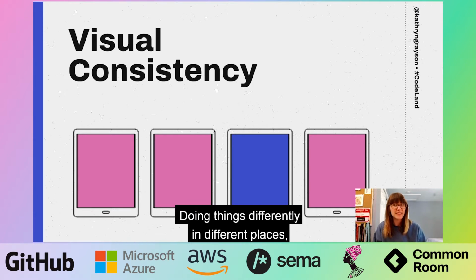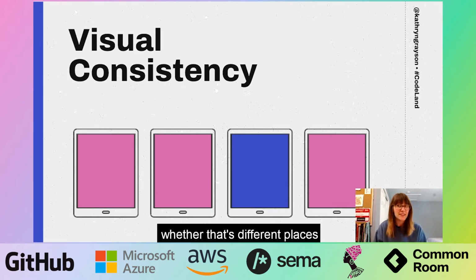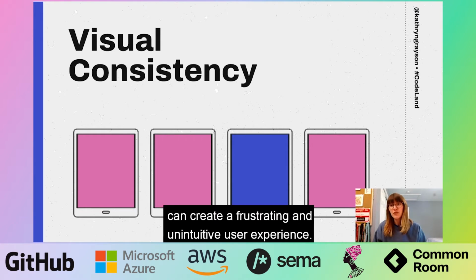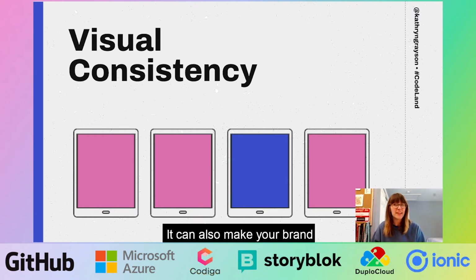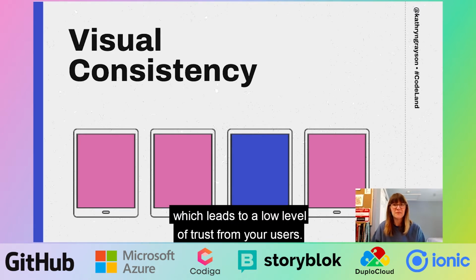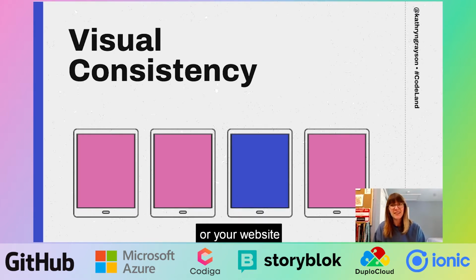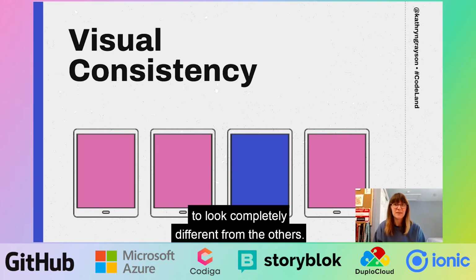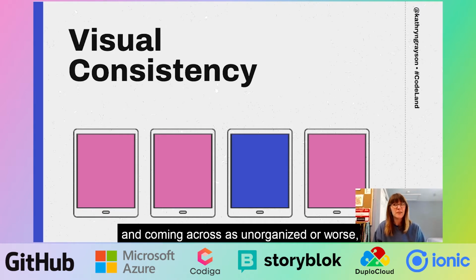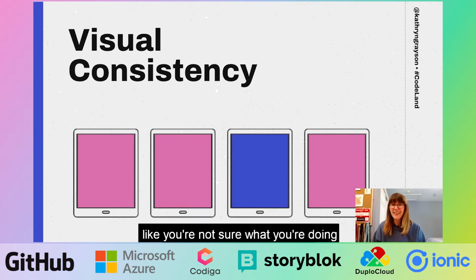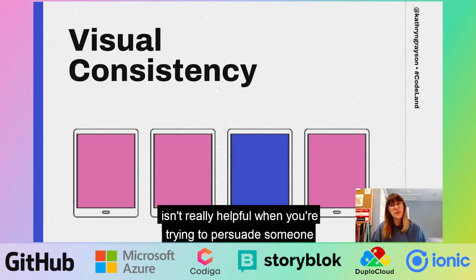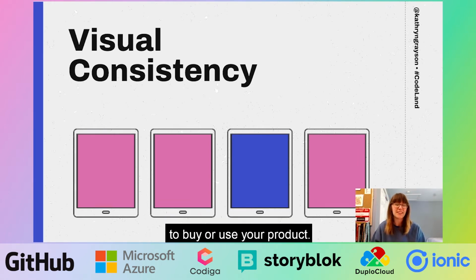Doing things differently in different places, whether that's different places within your app or beyond, can create a frustrating and unintuitive user experience. It can also make your brand or your product look unprofessional, which leads to a low level of trust from your users. You don't want just one page of your app or your website to look completely different from the others. First impressions matter, and coming across as unorganized, or worse, like you're not sure what you're doing, isn't really helpful when you're trying to persuade someone to buy or use your product.